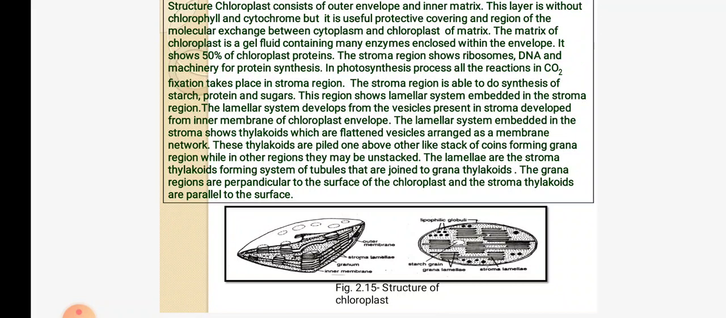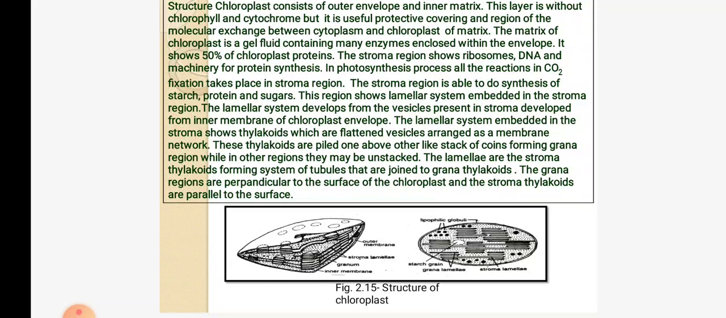This region shows a lamellar system. The lamellar system develops from vesicles present in the stroma from the inner membrane of the chloroplast envelope. The lamellar system embedded in the stroma shows thylakoids, which are flattened vesicles in membrane network form. Thylakoids are piled one above another like a stack of coins forming the grana region, while in other regions they may be unstacked.